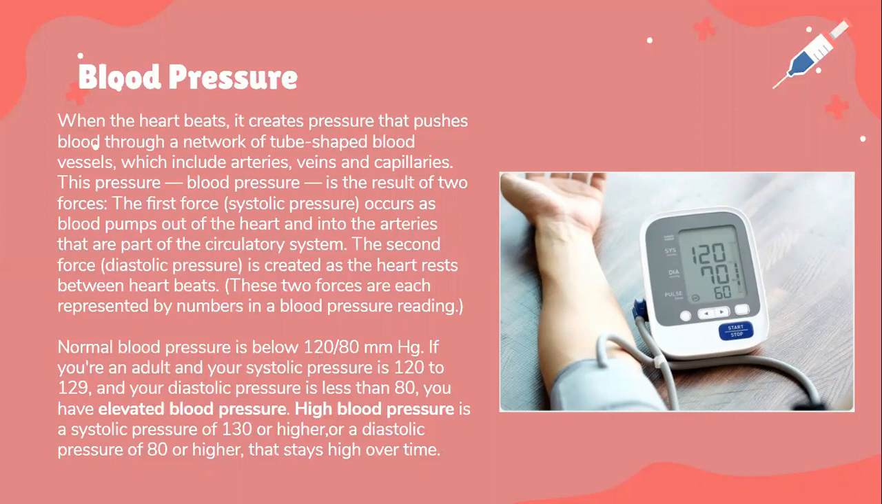If you're an adult and your systolic pressure is 120 to 129 and your diastolic pressure is less than 80, you have elevated blood pressure, which is slightly high. It's not a huge issue, but it's not normal either. It's not classified as high blood pressure, which happens when you have a systolic pressure of 130 or higher, which is pretty high, or a diastolic pressure of 80 or higher, and that stays high over time.